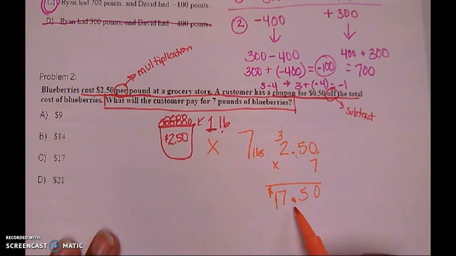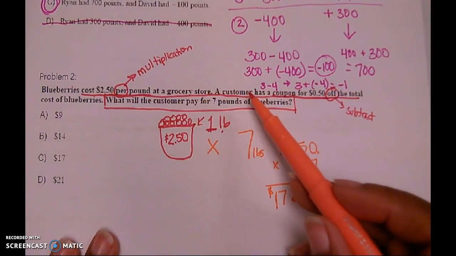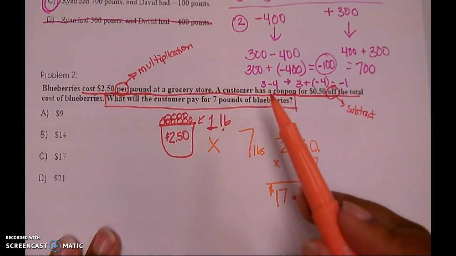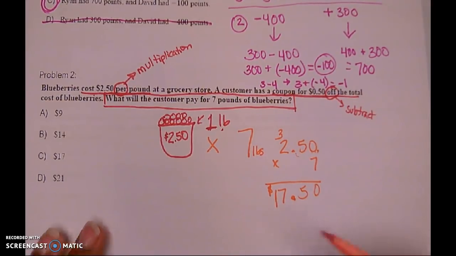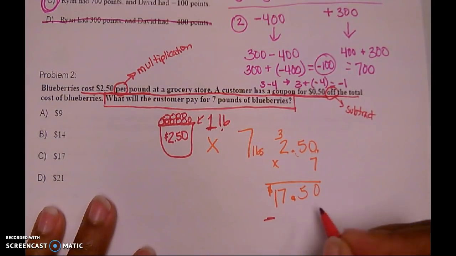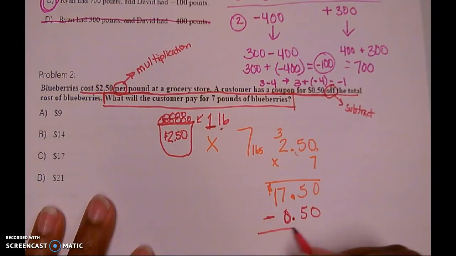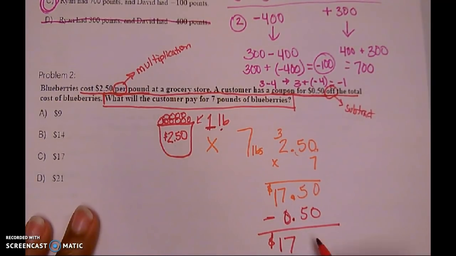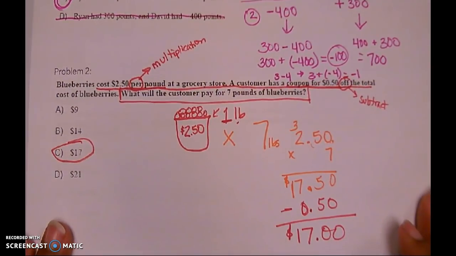But I'm not done here because none of my answers say $17.50. Plus, there's some extra information that I forgot to use. A customer has a coupon for 50 cents off. So that means I'm going to take that coupon and subtract it from this amount. So that's going to be 0.50. And that's going to end up being $17 even. So I know that my final answer here is going to be C, $17.